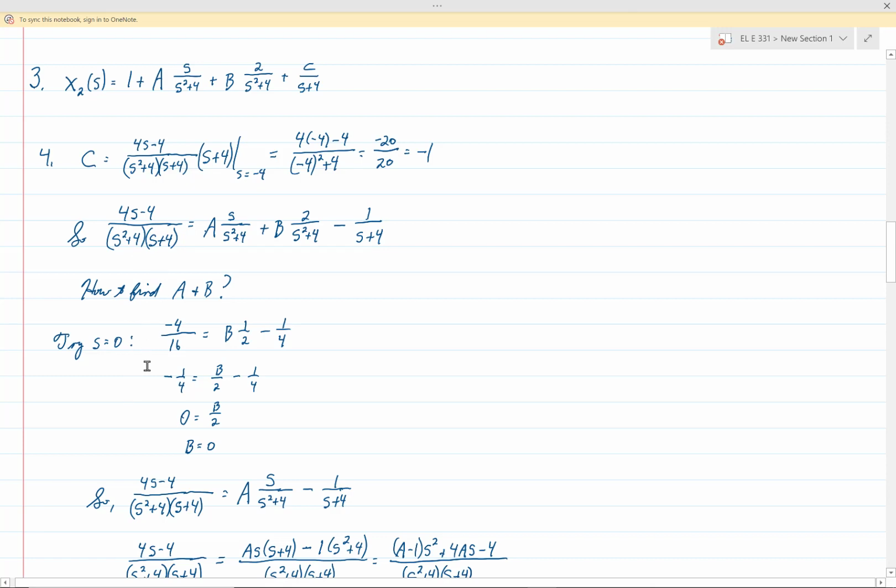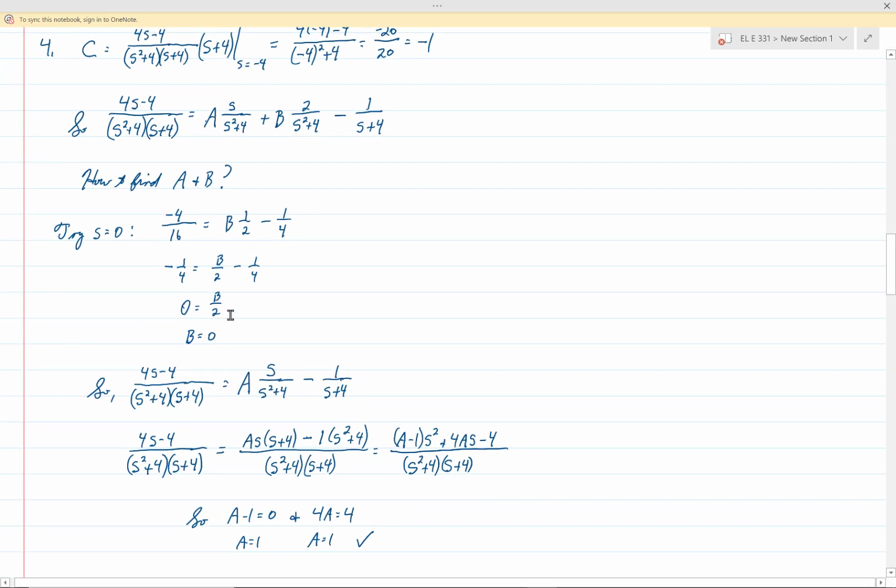Okay, so if we plug in s equals 0, the left-hand side will be minus 4 over 16. This first term will disappear. That's another nice reason to pick s equals 0, because that term goes away completely. And we're left with b times 2 over 4, or 1/2, minus 1 over 0 plus 4, so minus 1/4. Now minus 4/16 is minus 1/4. B times 1/2 is b over 2. Minus 1/4 comes down. If we now add 1/4 to each side, we get 0 is equal to b over 2. And just like that, we have found out that b is equal to 0.